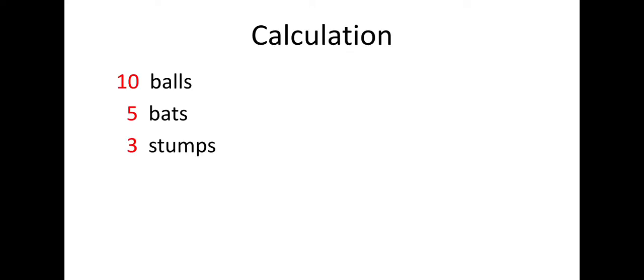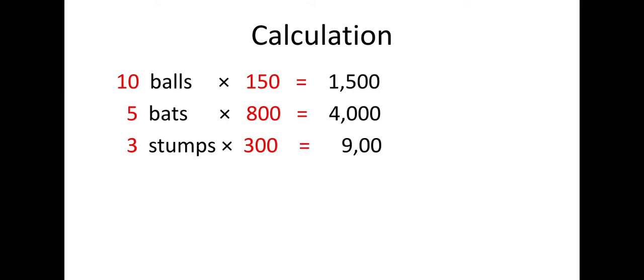First, what are we returning, student? Let's verify. Yes, we are returning 10 balls, 5 bats and 3 stumps. But the prices are not given, student. So refer transaction dated 1st May in your textbook and consider that price. So price of balls were 150, bats were 800 per bat and stumps were 300 per pair. So if you multiply them, you will get 1,500, 4,000 and 900 respectively.